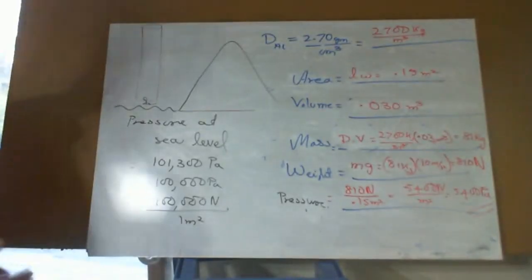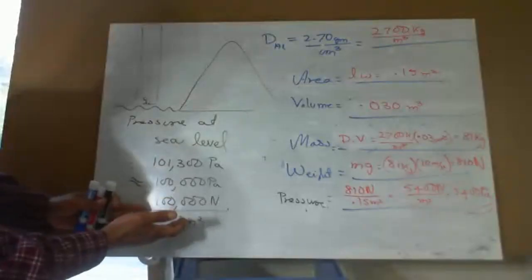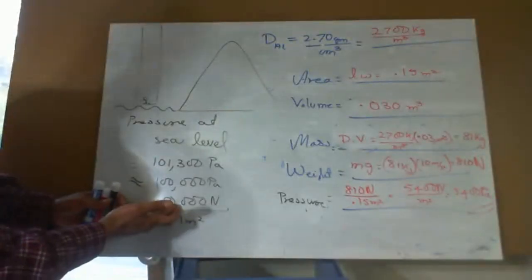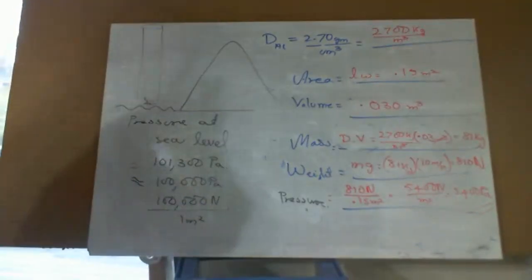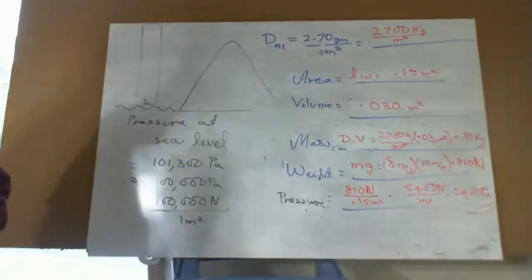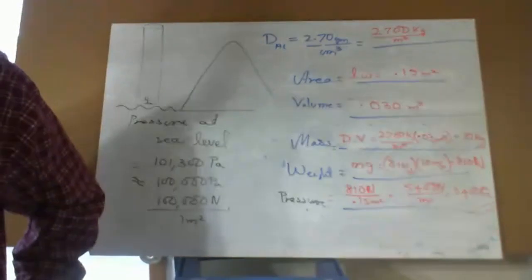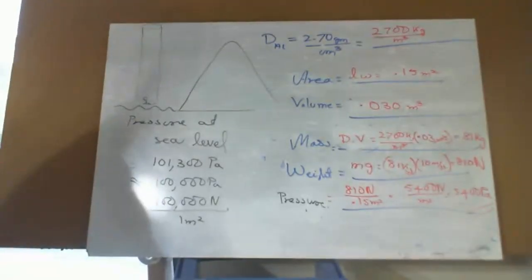But 1 square meter. So every square meter of your body would feel a force of 100,000 newtons. Okay, 1 newton is about the weight of a small hamburger.